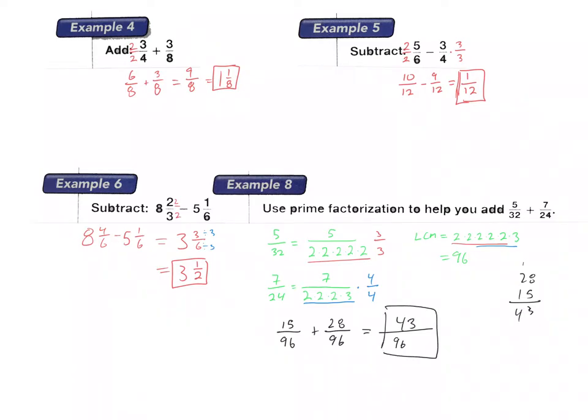43 over 96. Your homework is on page 213. You need all the 30s, all the 29s, and then 10 more of your choice.